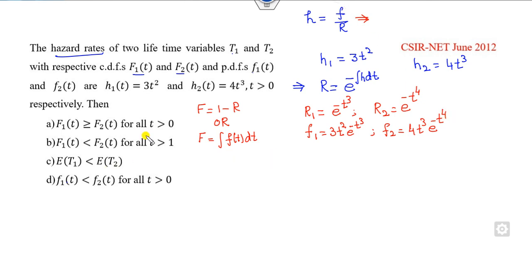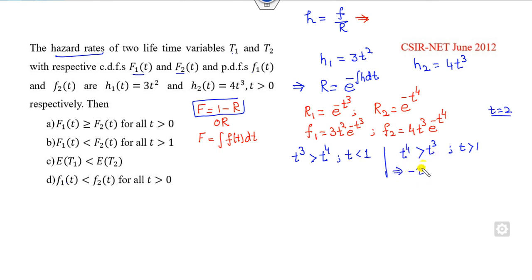Now look at the options. Whenever t is greater than 0, F1 is greater than F2. So I can start from here. Fine. So look at that. T cube is greater than t to the power 4 only when t is less than 1, or t raised to power 4 is greater than t raised to power cube whenever t is greater than 1. You can say t is equal to 2, for example, then 16 is greater than this. Then minus of t raised to power 4 is less than minus of this.